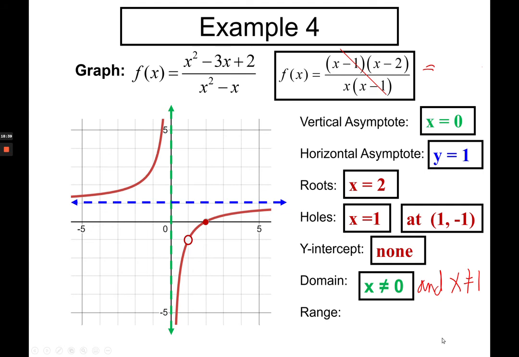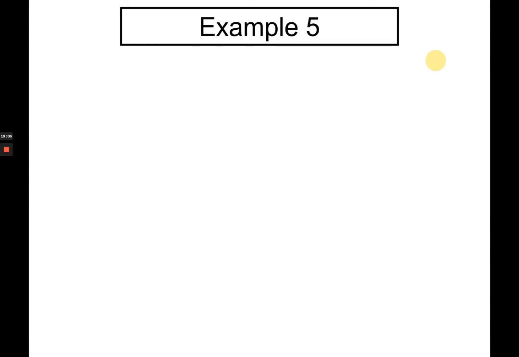The range, it will not allow the value of y on 1. All real numbers except 1 on y. Okay, and that's it. I guess we have the last example.